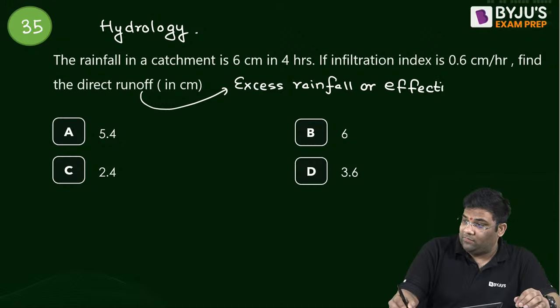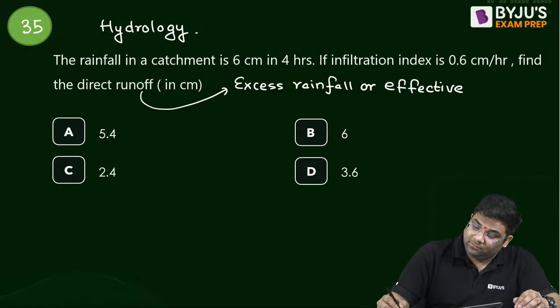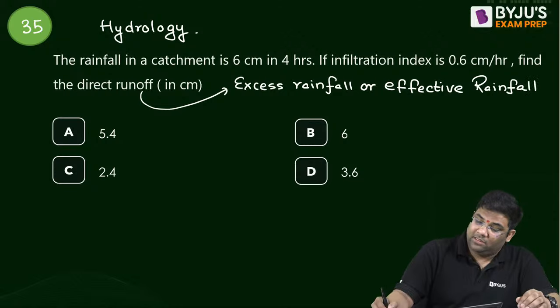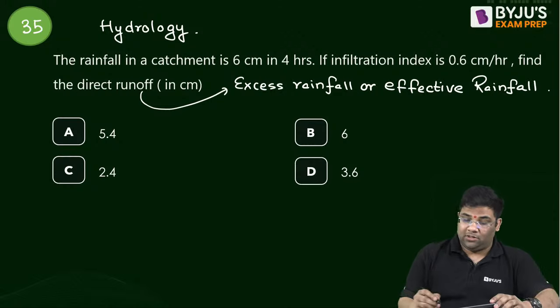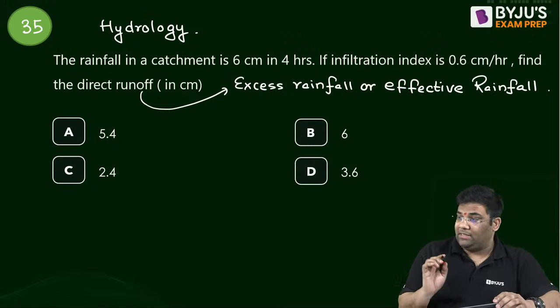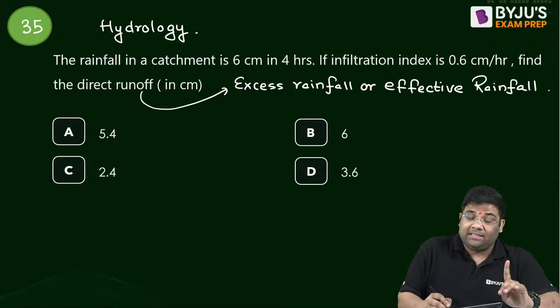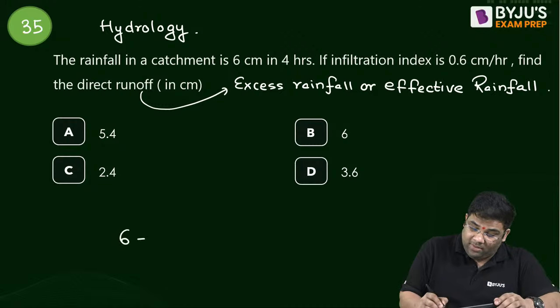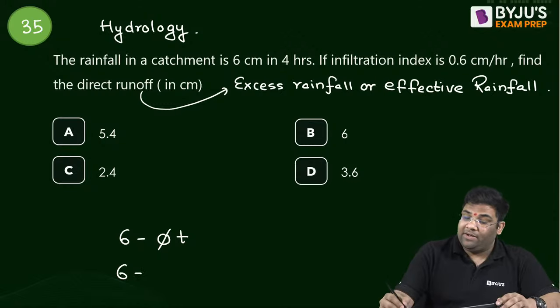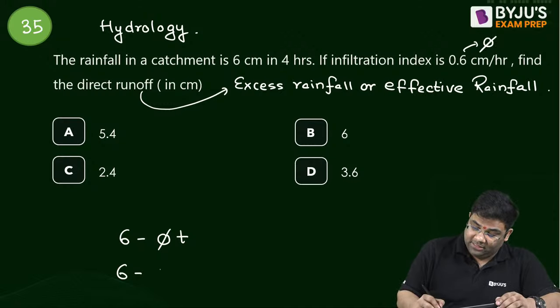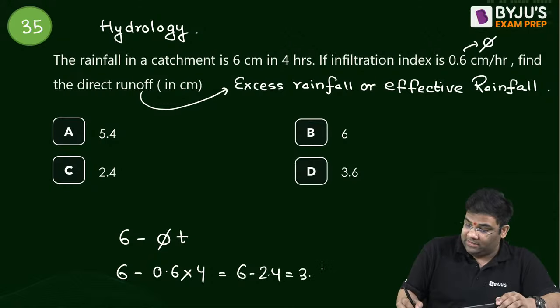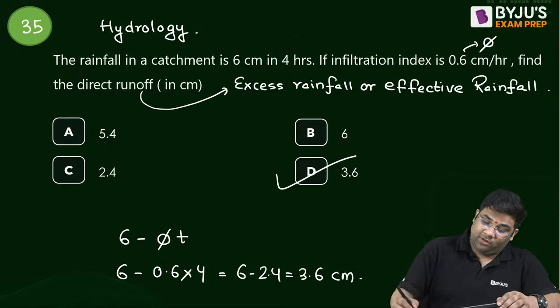35th question. What is the right answer? Yesterday also we discussed this, in the formula we discussed this. The excess rainfall is what? It is the rainfall minus phi into T, right? So 6 minus the infiltration index is given 0.6, and the hours of rainfall is 4. So 6 minus 2.4 giving me how much? 3.6 centimeter. So they will ask straightforward questions.